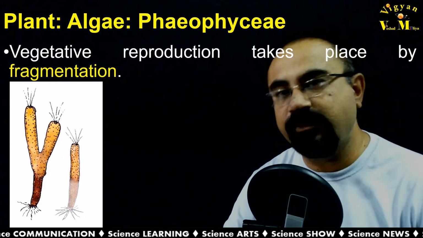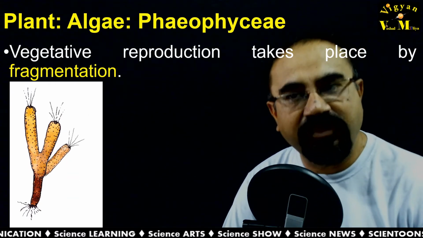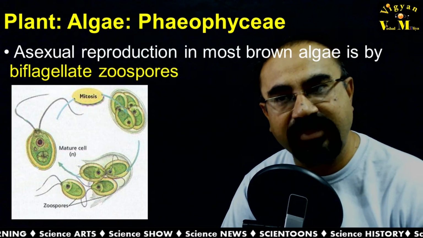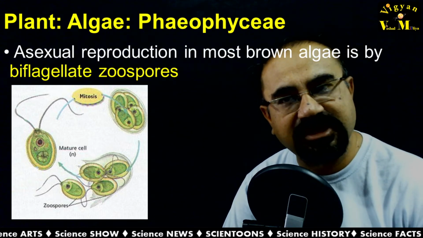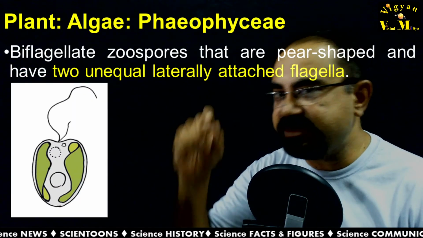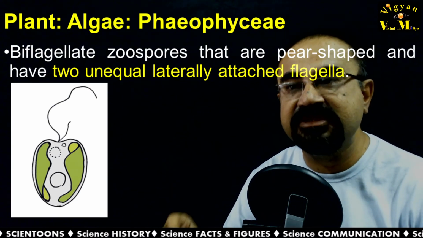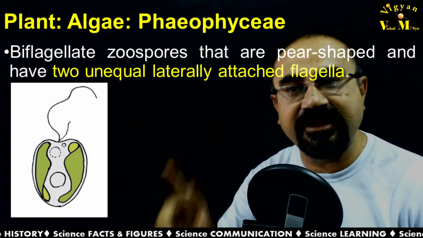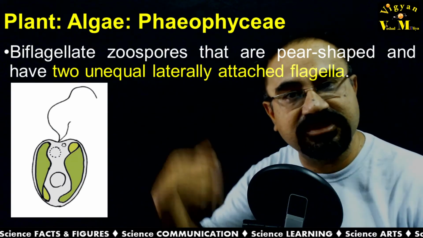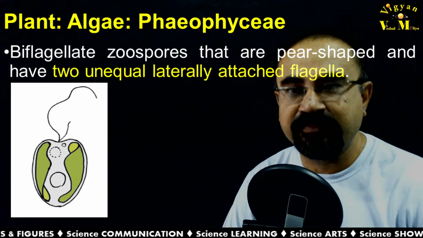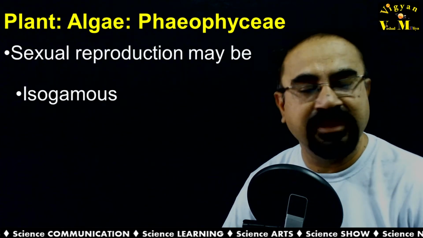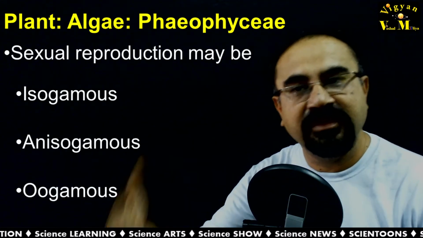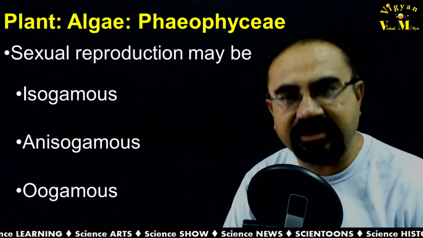Vegetative reproduction takes place by, of course, the common method, that is fragmentation, and asexual reproduction takes place in most brown algae with the help of biflagellate zoospores. Here these biflagellate zoospores in the Phaeophyceae are pear shaped, and have two unequal laterally attached flagella. That is not the same case in the Chlorophyceae. Sexual reproduction is by isogamous, anisogamous or oogamous way, and that has been already discussed earlier.